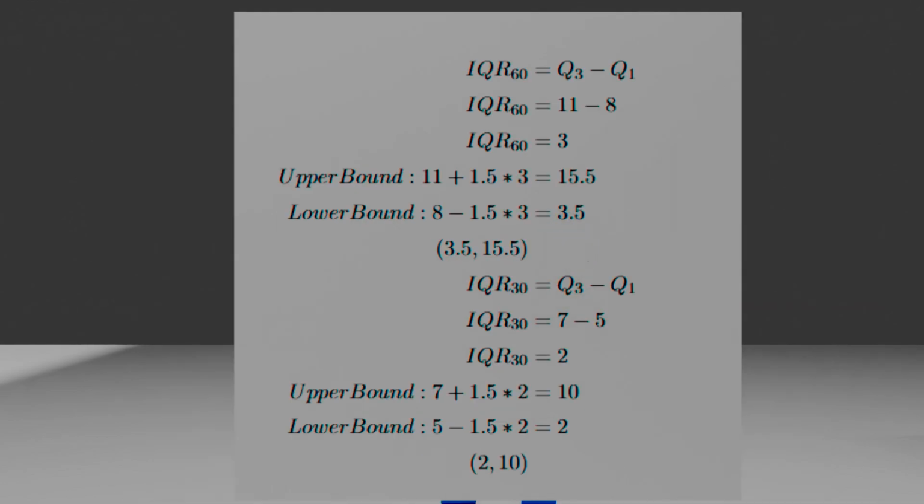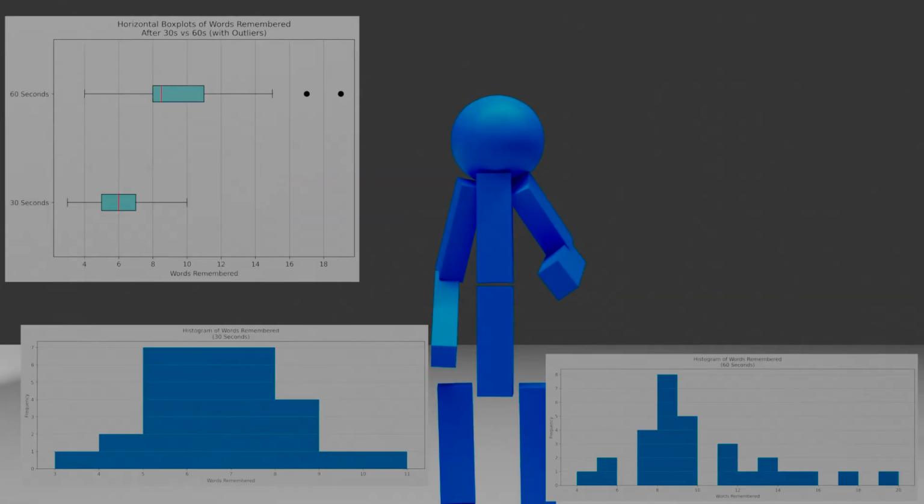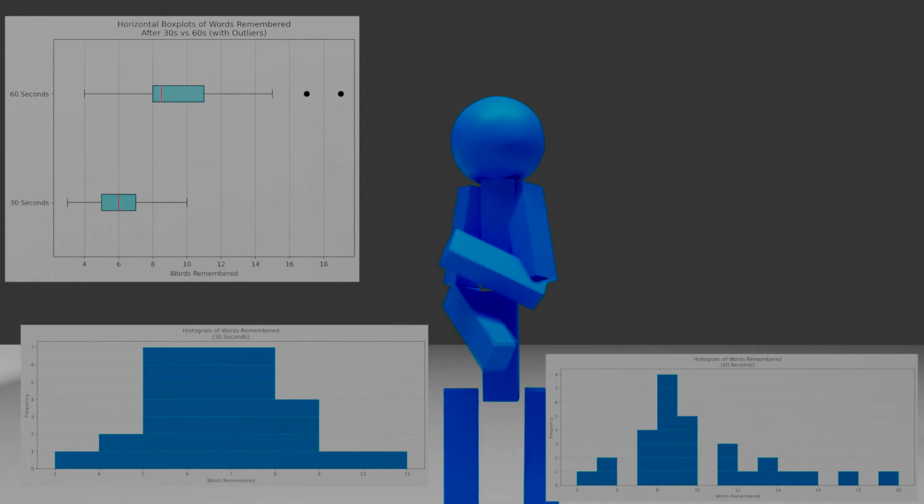With respect to the box plots, the 30 seconds has a lower median than 60 seconds at 6 words versus 8.5 words. The range of 60 seconds is much wider than 30 seconds at 15 words versus 7 words. 60 seconds has two outliers at the extreme end of words remembered at 17 and 19 words. Both are about unimodal and normal.